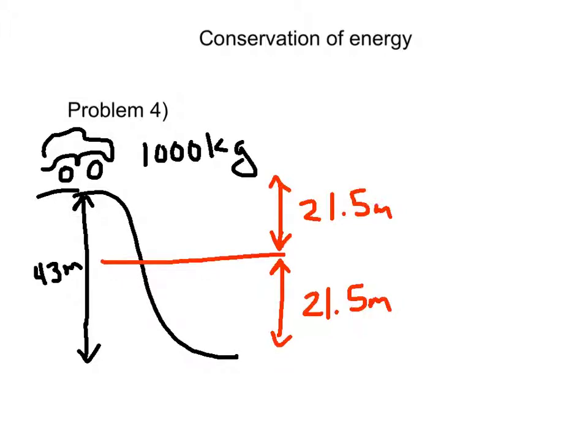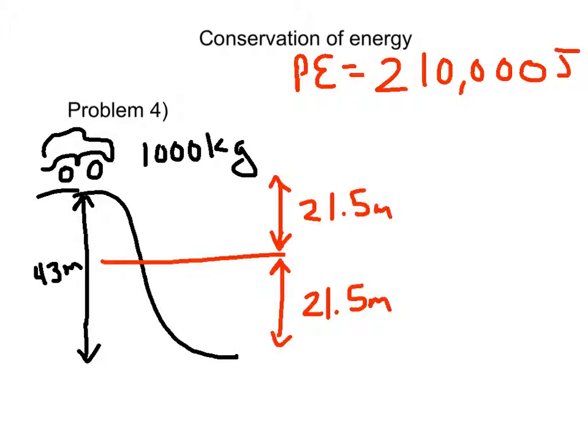Now, I know this problem asks us, starting out, how fast is it going at that halfway point? We're going to come back to that answer here in a few minutes. So we said that the initial potential energy, when he was just resting at the top of the hill, should have been about 420,000 joules. So at the halfway point, the potential energy should have become half of that, so our new potential energy should be something along the lines of 210,000 joules.